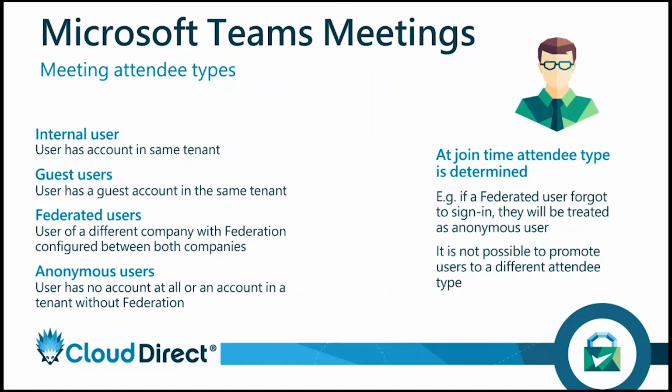Federated users are someone from a different company using Teams, and we invite them in, and they're using their own accounts to authenticate and join that meeting. And an anonymous user is someone that's just clicking on a link and signing in via, say, a web client and has no federation with our environment, or doesn't have Teams at all. An attendee type is determined when they join the meeting, and that can't be changed throughout the meeting. They have to disconnect and reconnect in a different way to do that.